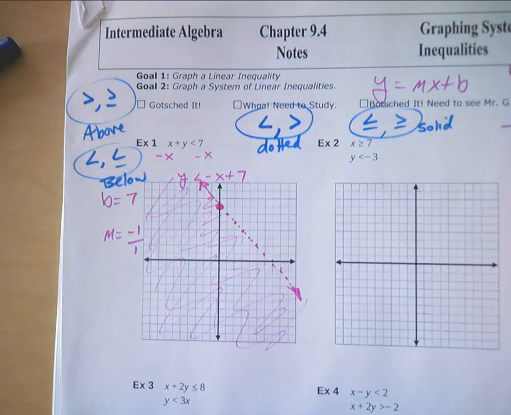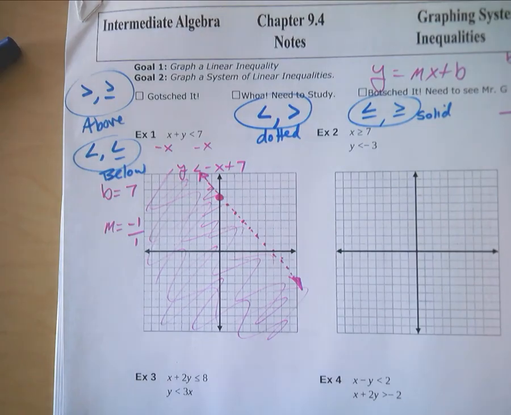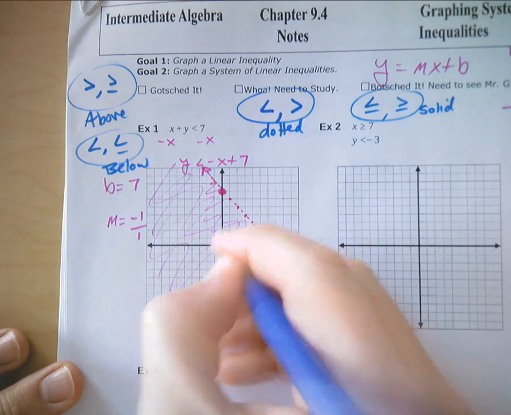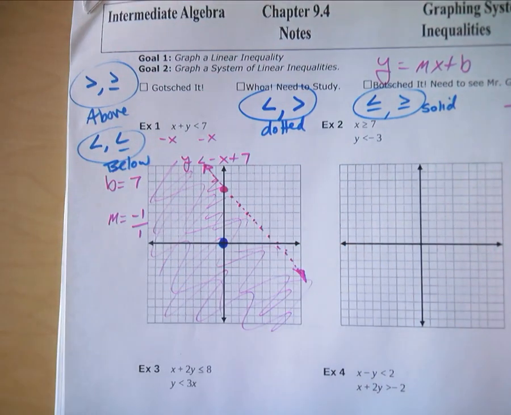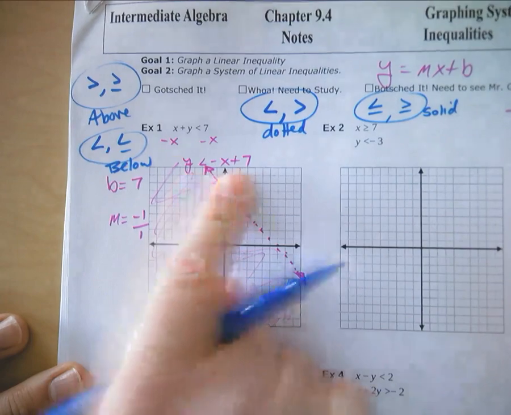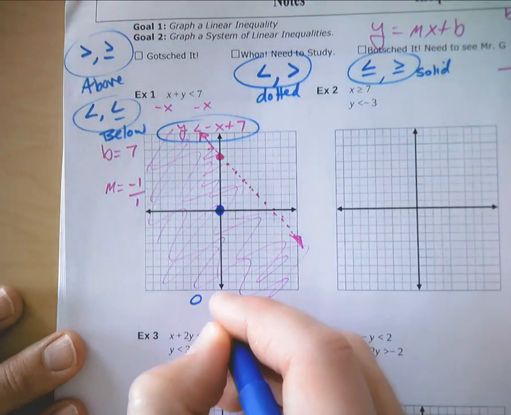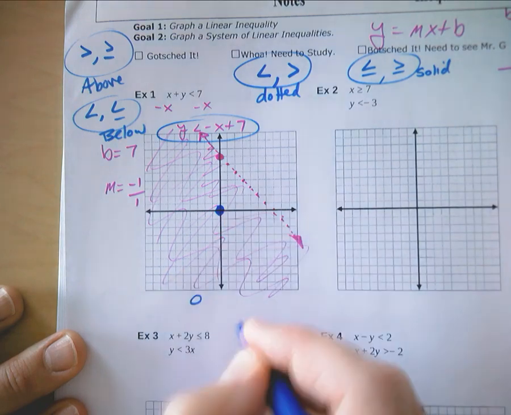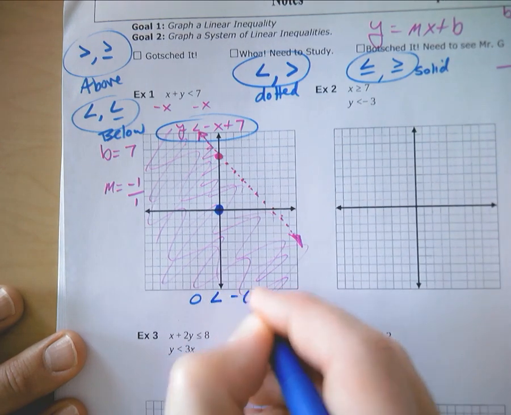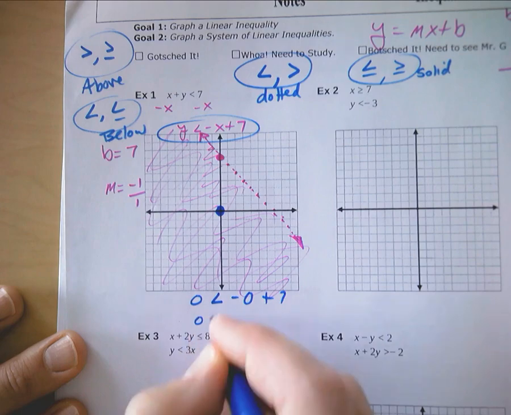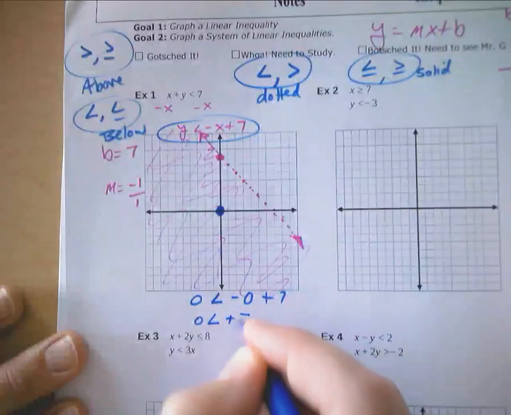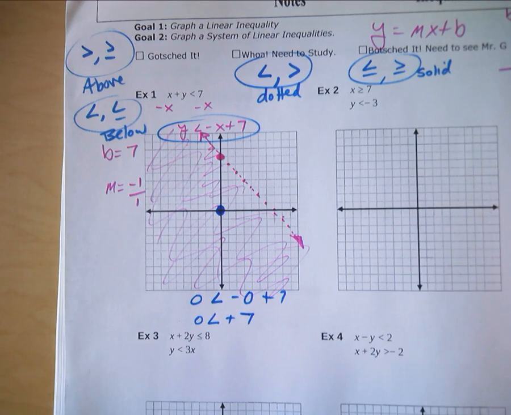Now, another technique that you can do if you don't like the above and below idea, you could also choose a coordinate point, let's say 0, 0, the origin, and you could plug that into your inequality. You could plug it into the original one or into this one here. So if I want to test, I plug in 0 for 0, 0. I have 0 is less than negative 0, and then plus 7. Is 0 less than 7? For sure, right? The alligator's eating 7 people versus no people.